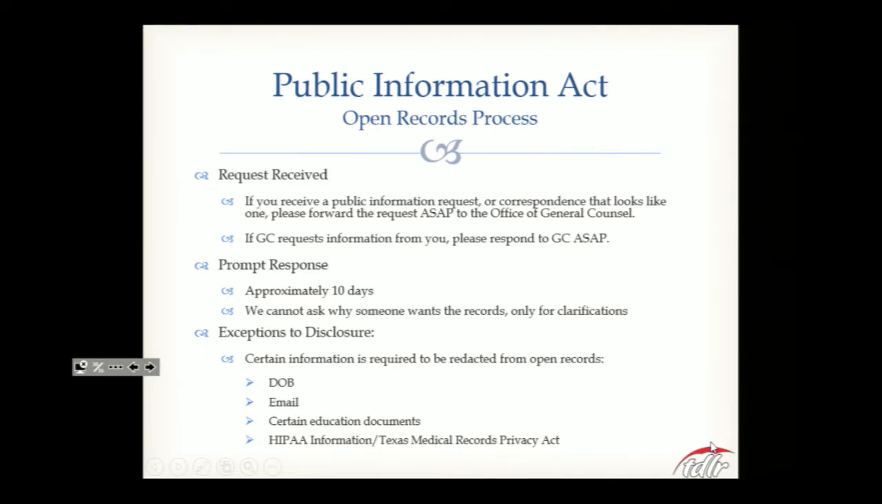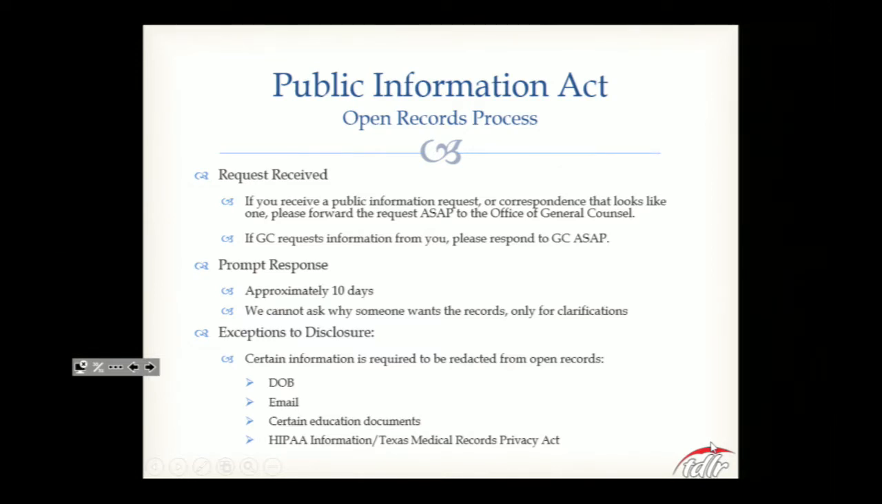And we're really limited in the amount of time we have to respond, or else we're in violation of the law. So we have to actually disclose those records or come up with an exception and ask the Attorney General for an opinion within 10 days. So time is really of the essence. If you get something that you even think might be an open records request, please contact us immediately.